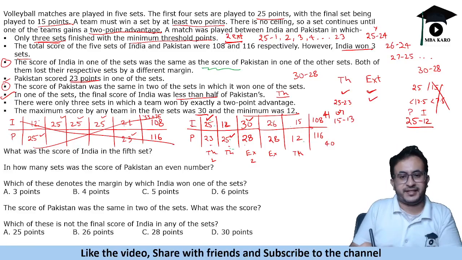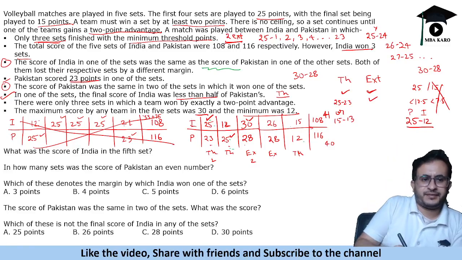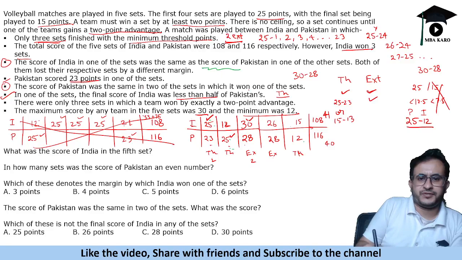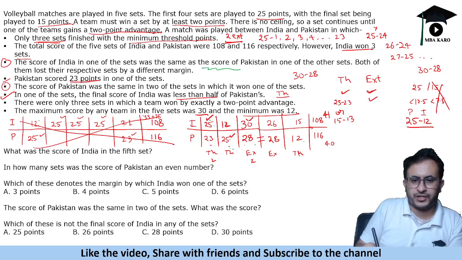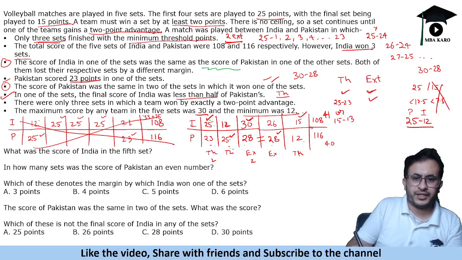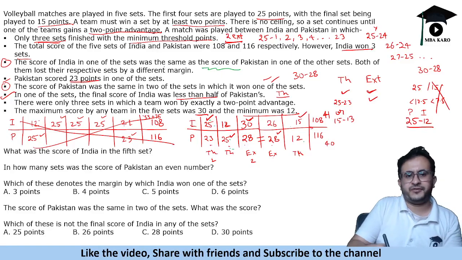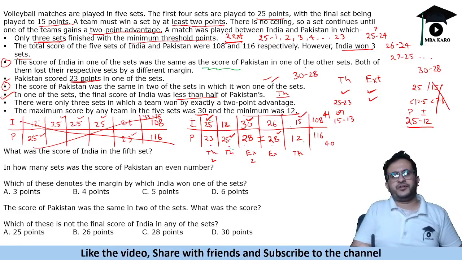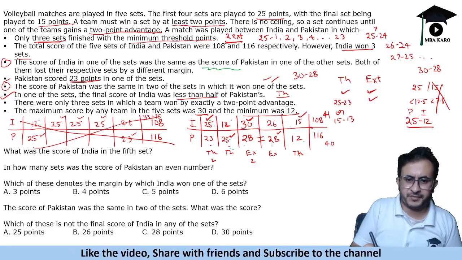Now we will see the conditions. It says Pakistan was the same in 2 sets in which it won one of the sets. So Pakistan having 28 points, it is winning in this case and it is losing in this case. So this condition is satisfied now, okay. Then score of India in one of the sets was same as score of Pakistan in one of the other sets. Both of them lost their respective sets by a different margin, okay.